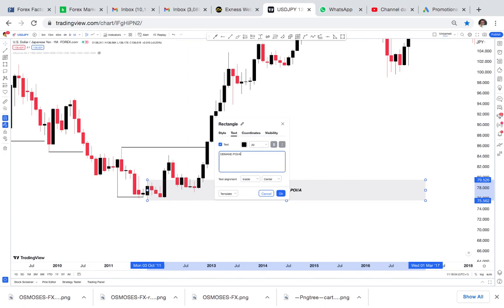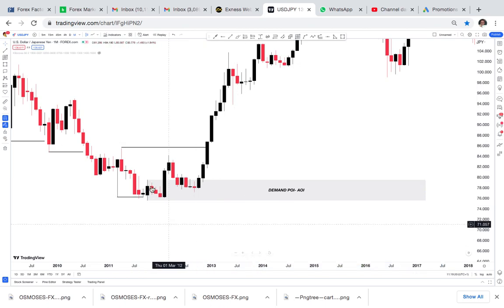Area of interest, or point of interest, whichever one you love to use. Just be able to identify your POI or AOI. If you like, give it your own personal name. Just know that this is the zone I'm interested in to buy, because this zone took out this liquidity.